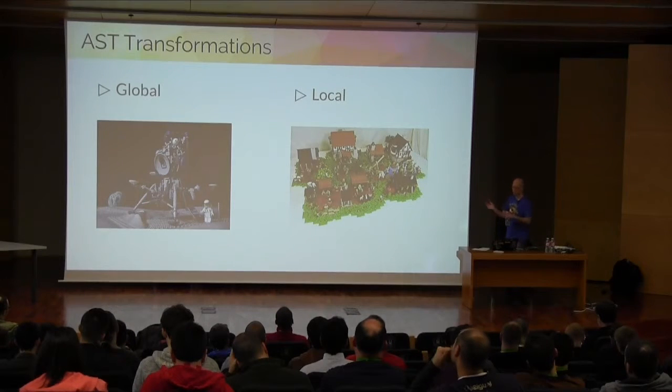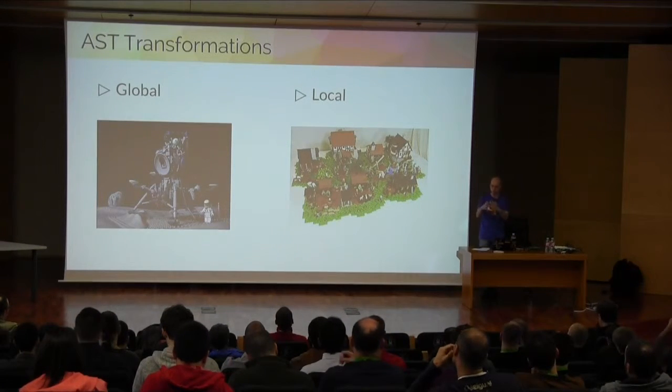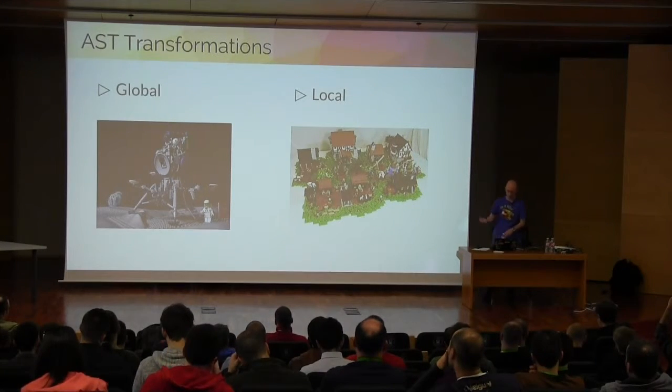And for the local ones, we need to explicitly annotate the code. So we don't need to create a meta information file. They are local to that code, and they are sometimes easier to debug. And unlike the global ones, the local AST transformations may support parameters.